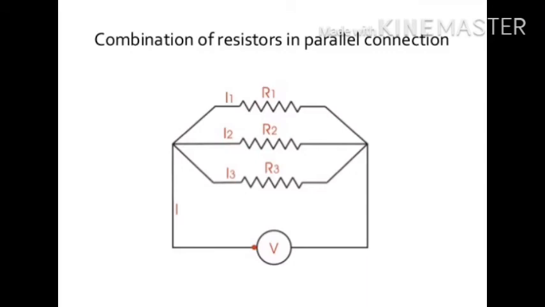So this is the figure which shows R1, R2 and R3 are connected in parallel across a potential difference V. I1, I2 and I3 split across R1, R2 and R3. So dear students, I am sure you have understood connection in series as well as in parallel.